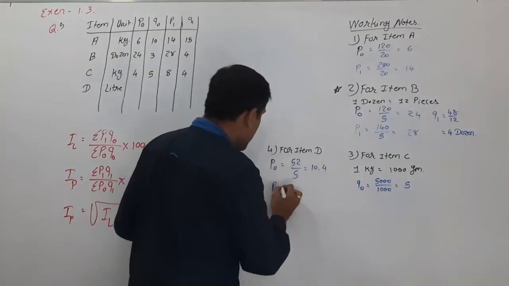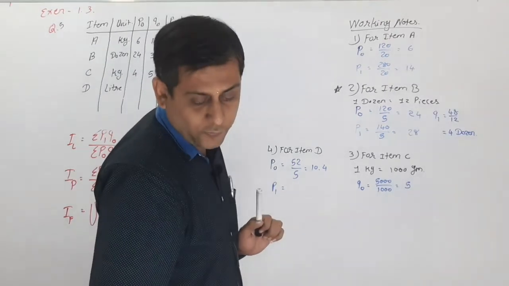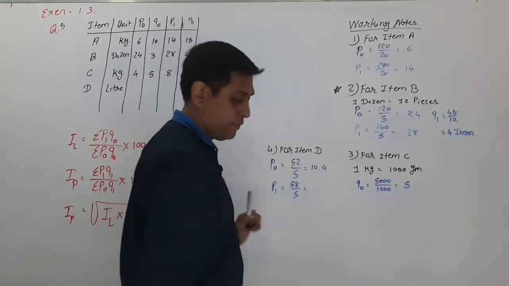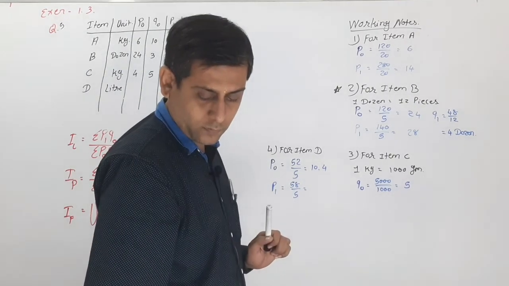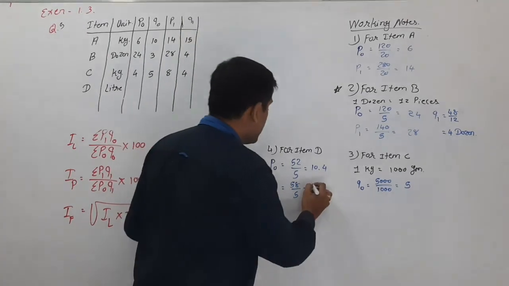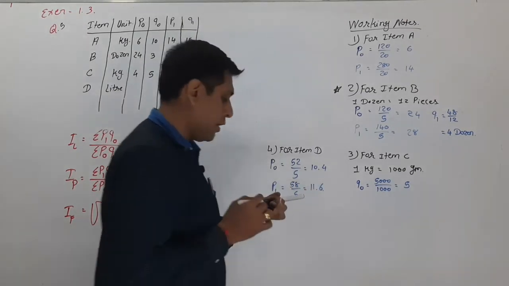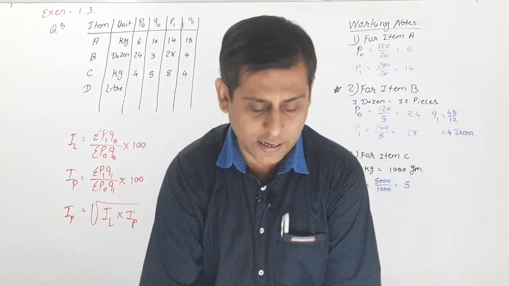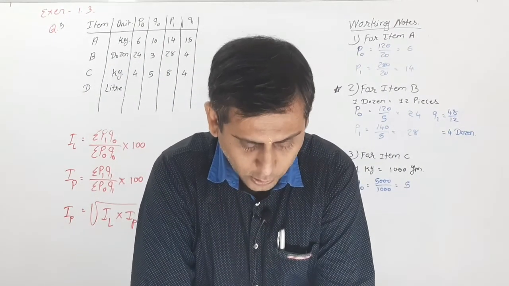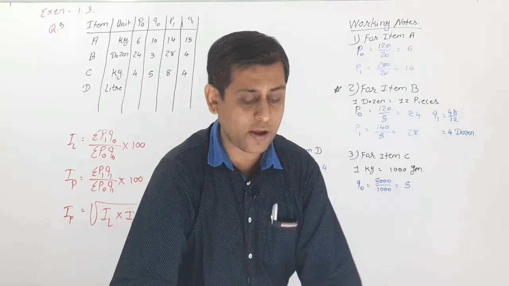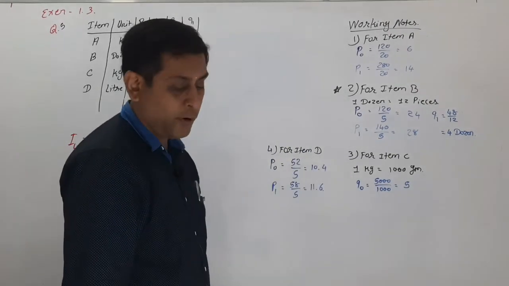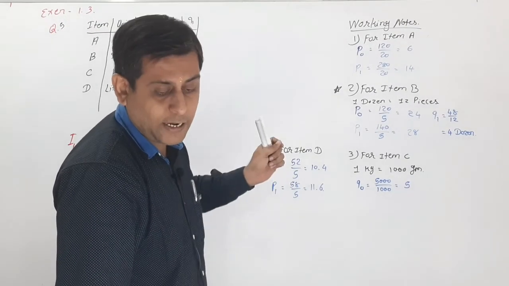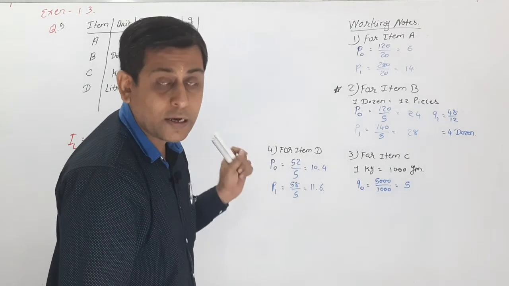And what is P1? 58 divided by 5, 11.6. See here, 5 is an extra amount, so we have to divide it with the price. So 52 is the base year price and we are dividing by 5. That's why the answer is 10.4. Per liter price is 10.4 and per liter price for the current year is 11.6.